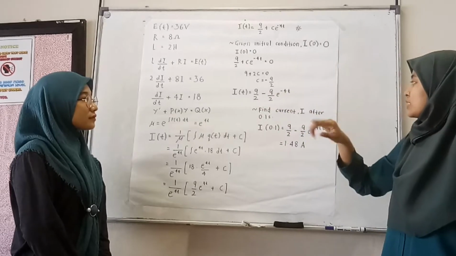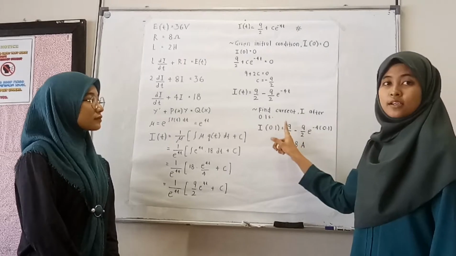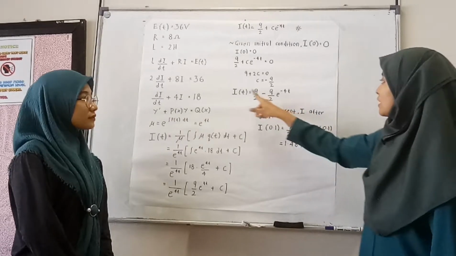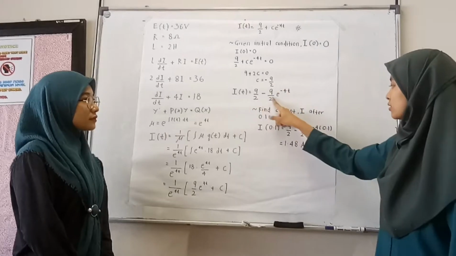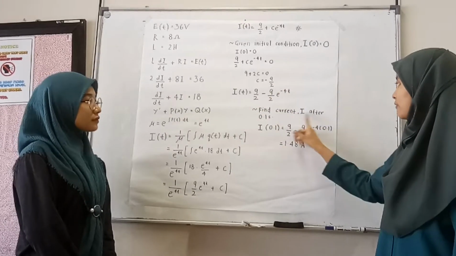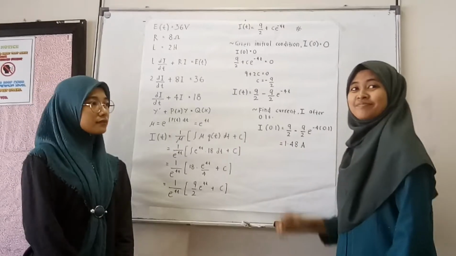The question asks us to find the current after 0.1 second. So we are going to substitute t with 0.1 inside the model, and we will get the current after 0.1 second is 1.48 amperes.